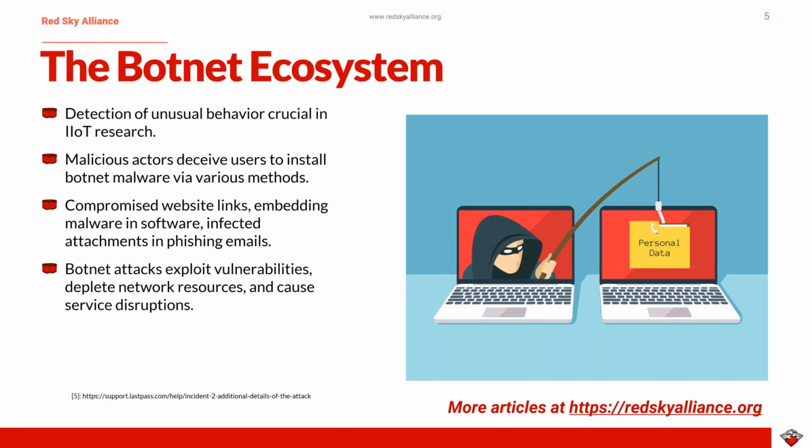To establish a botnet, malicious actors usually deceive users into installing malicious code onto their computing devices. This can be achieved through a variety of methods. The most common approach is by sending a user compromised website links or embedding bot malware in legitimate looking software programs to be downloaded by the unsuspecting user in a Trojan horse. They can also include infected attachments in emails, which appear to be from reputable entities, like in a phishing attack.